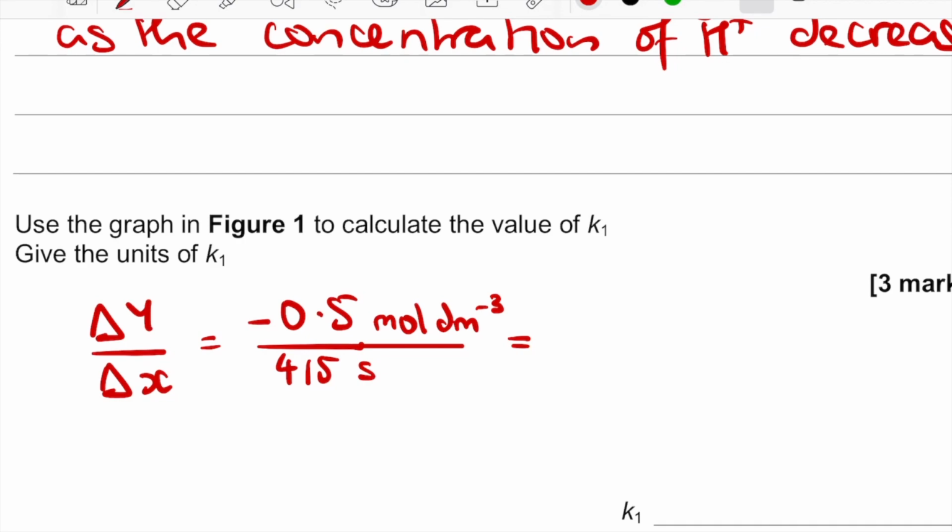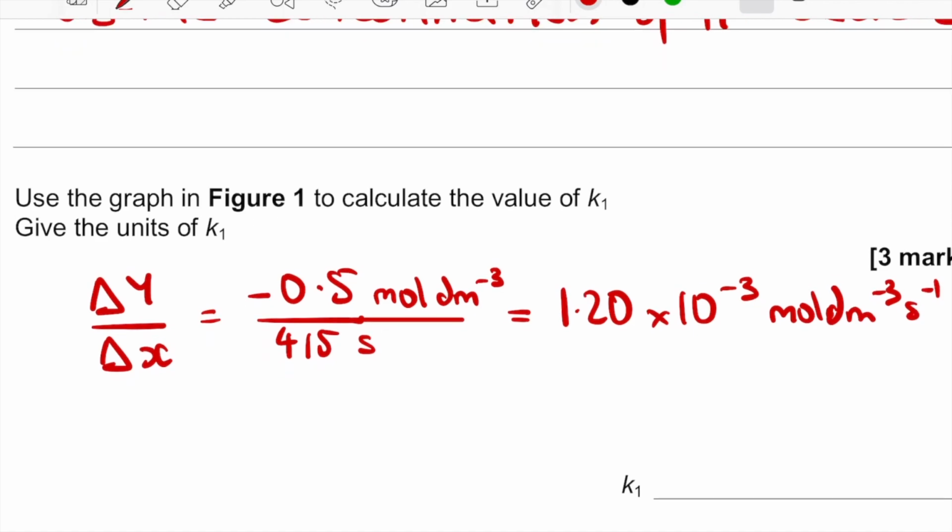And on things like entropy questions, where you're doing delta S, the gradient is minus delta S. And on the activation energy questions with gradients, you do need to remember about negative gradients. But anyway, I do that sum and I get 1.20 times 10 to the minus 3. And then I can see that my units are moles per decimeter cubed, seconds to the minus 1, because this is 1 over s, or s to the minus 1. So moles per decimeter cubed, seconds to the minus 1.